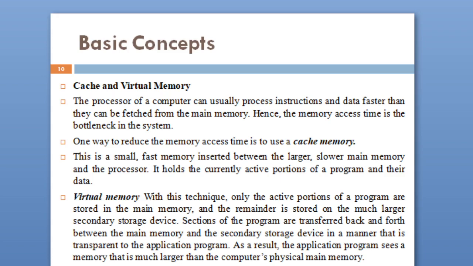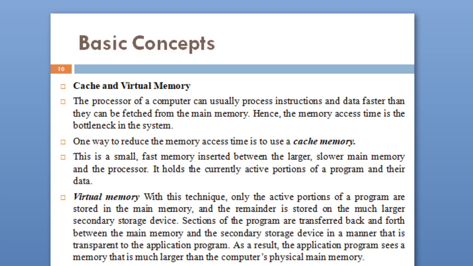So to reduce this memory access time, there is a concept used that is called cache memory. This is a small and the fastest memory among the different types of memory. It is a fast memory inserted between the larger, slower main memory and the processor. It holds the currently active portions of a program and their data. So cache memory stores the currently executing program's data or variables.